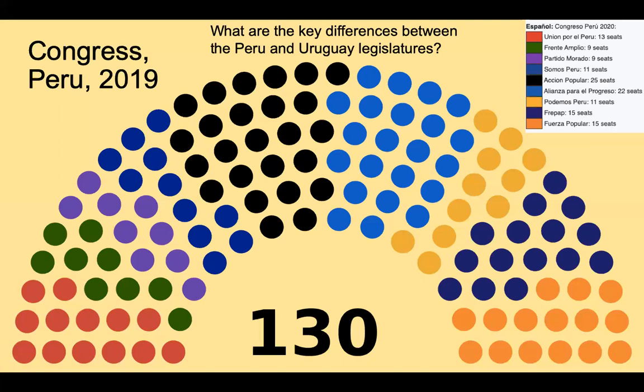Uruguay has a bicameral legislature. In Peru, there's a high degree of fragmentation of the legislative vote across many parties who have relatively even numbers of seats. In Uruguay, by contrast, there's a much lower fragmentation of the vote across fewer parties who between them share a larger number of seats.